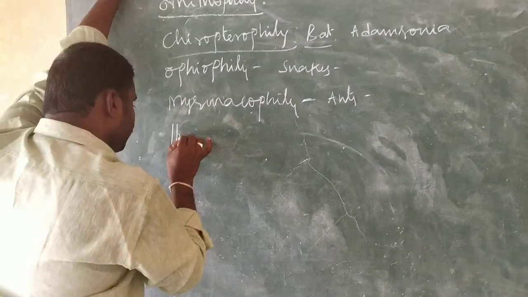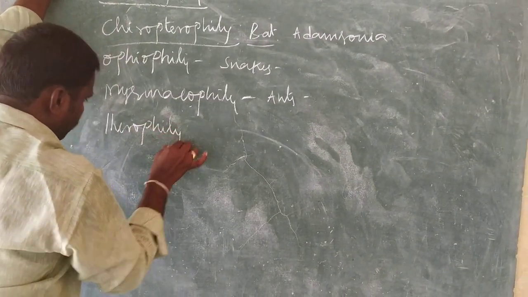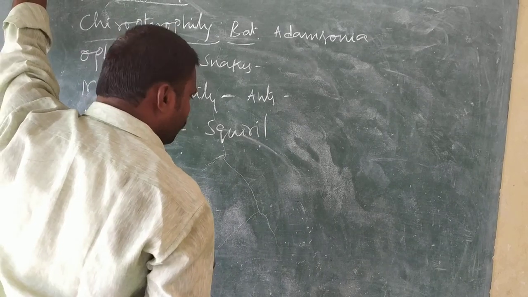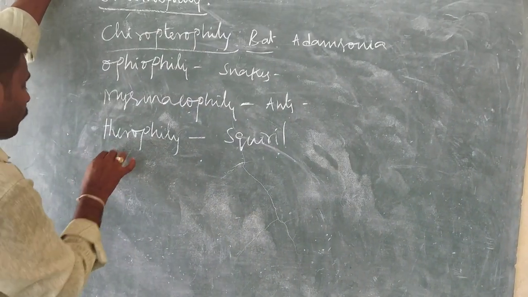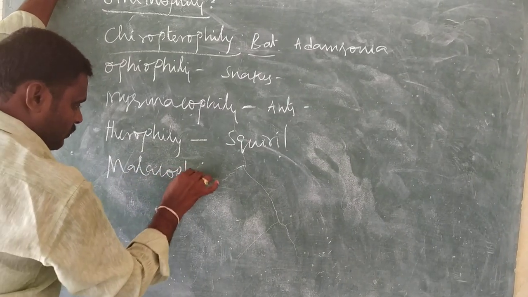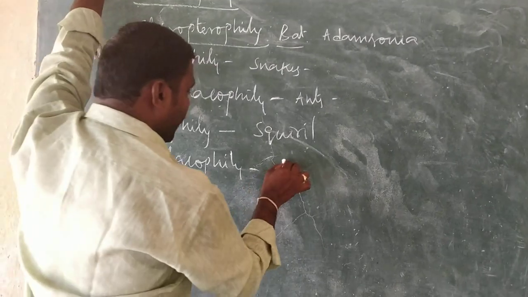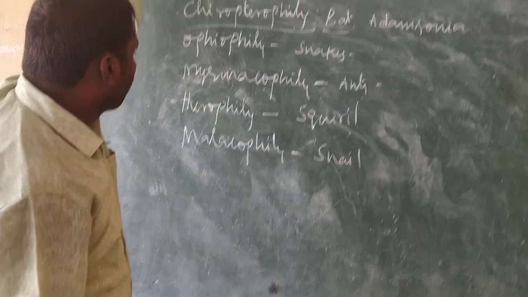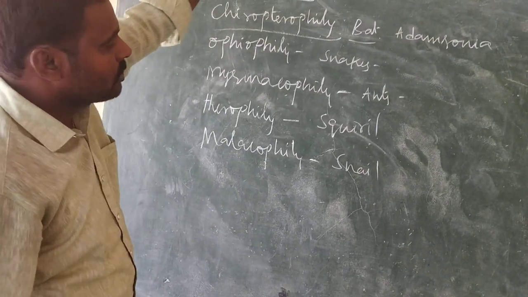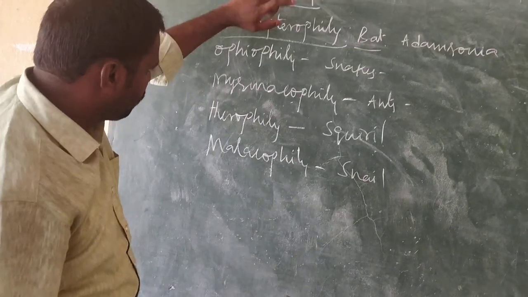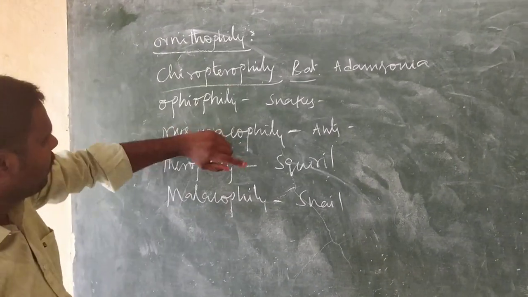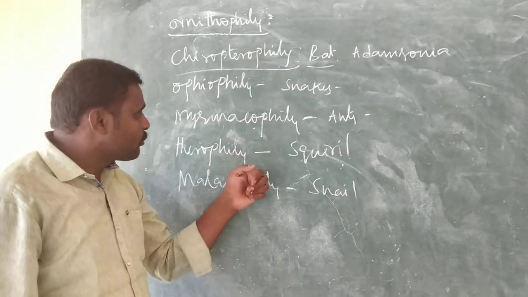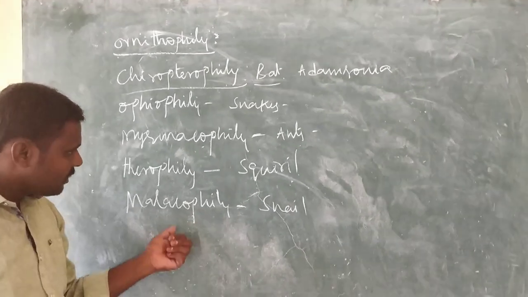Therophily: pollination that takes place through squirrels. Melecophily: pollination that takes place through snails. So, ornithophily, pollination through birds. Chiropterophily, pollination through bats. Ophiophily, pollination through snakes. Myrmecophily, pollination through ants. Therophily, pollination through squirrels. And Melecophily, pollination through snails.